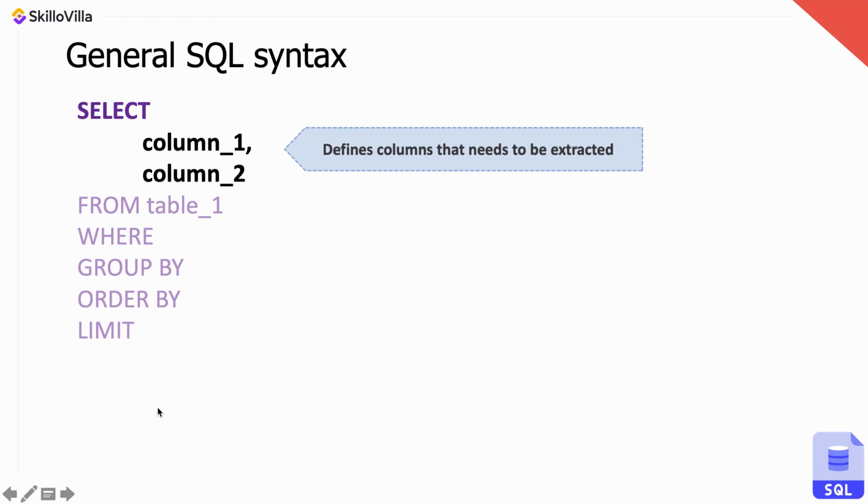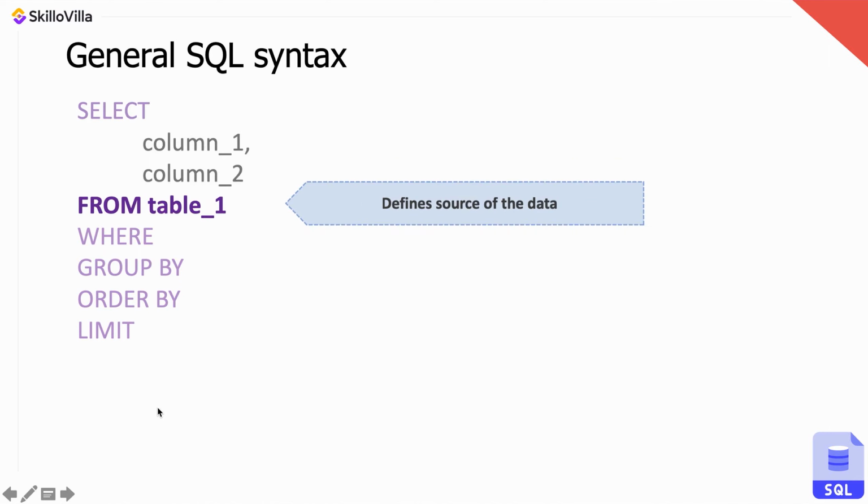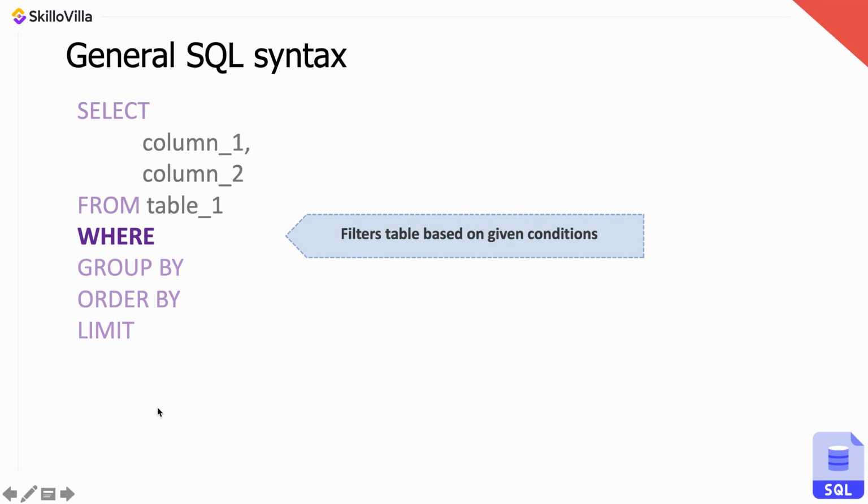A typical SQL query looks like this. It's quite intuitive to understand. Here, the select statement defines what columns need to be selected. Using from, we explain from which table these columns are extracted. The where statement helps to put a condition on any column to extract the data.